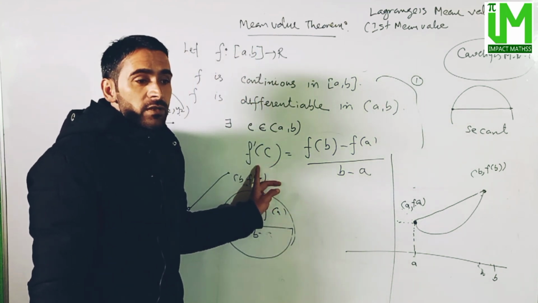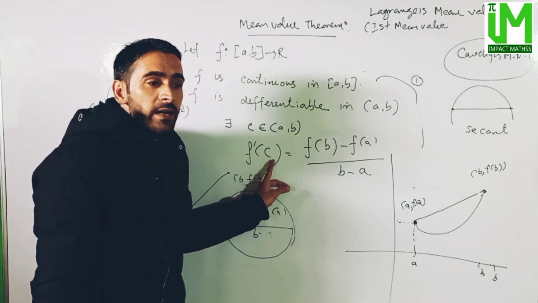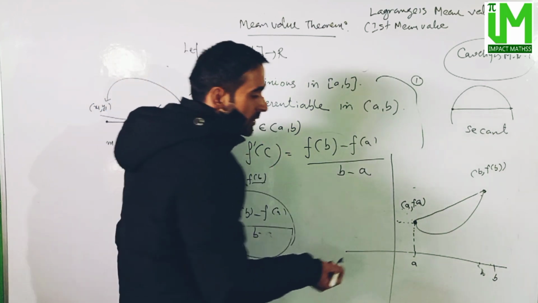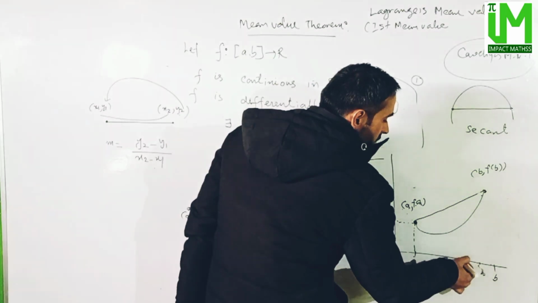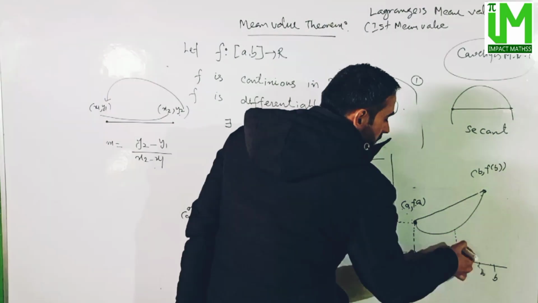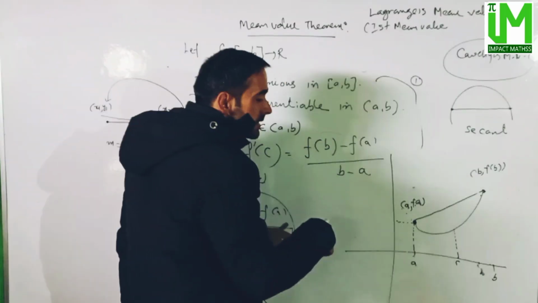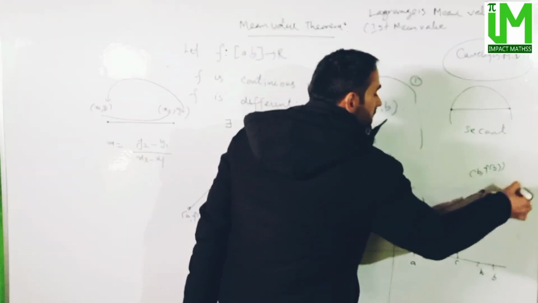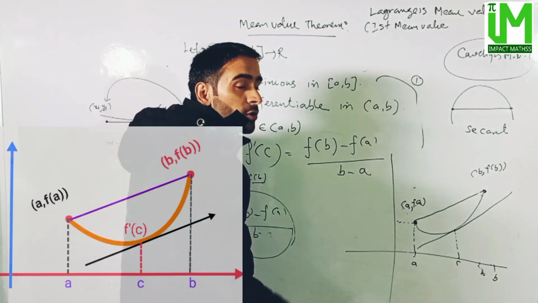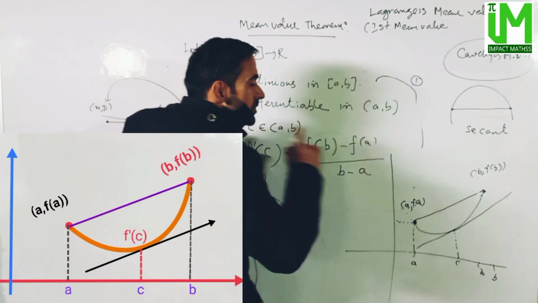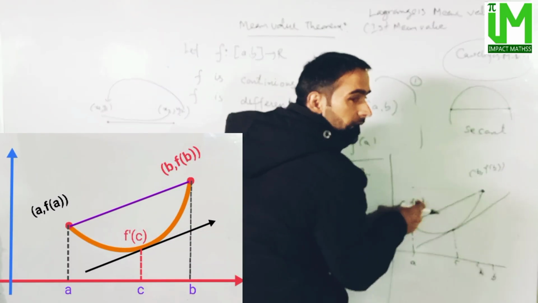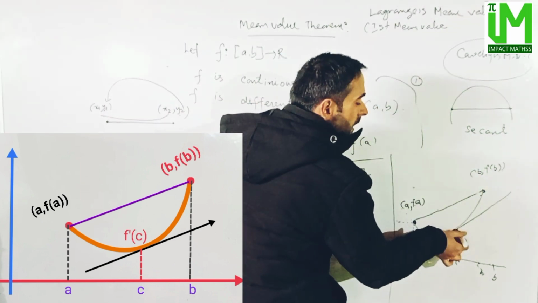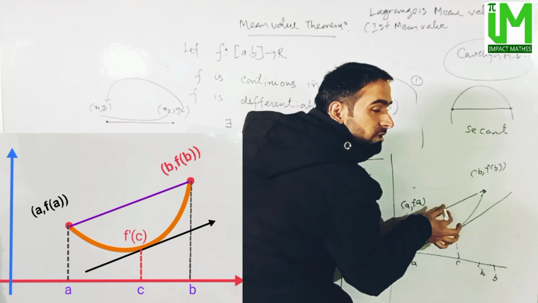f dash of c means the slope of the tangent at point c. At least one such point c exists, such that if we draw the tangent at that point, the tangent's slope is equal to the slope of the secant. And what is the secant? The secant is obtained by joining a, f of a and b, f of b. We know that the tangent is parallel to this secant.